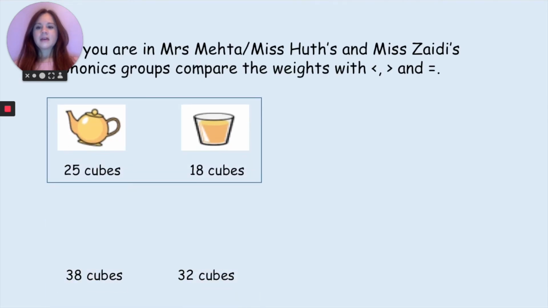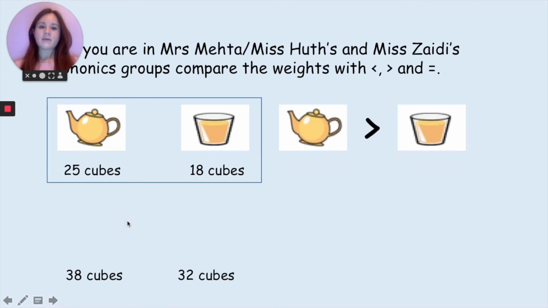So if you are in Mrs. Meta's Phonics or Miss Huth's Phonics or Miss Sadie's Phonics groups, here is an extra activity for you. So we've got a teapot weighs 25 cubes and a glass of orange juice weighs 18 cubes. Can you compare their weights with the more than, less than and equal signs? So this says the teacup is greater than the orange juice. So we know that the teacup is heavier than the orange juice.